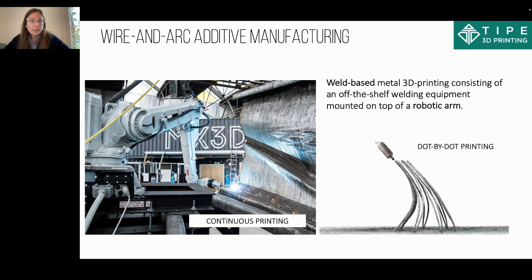There are two printing techniques that we know of. One is called continuous printing, and it's like the traditional layer by layer 3D printing that creates shells, elements, solid elements. Whereas the dot by dot printing is the one that I'm going to focus my presentation a little bit more on. It consists of different drops of metal to create bars and lattice structures.